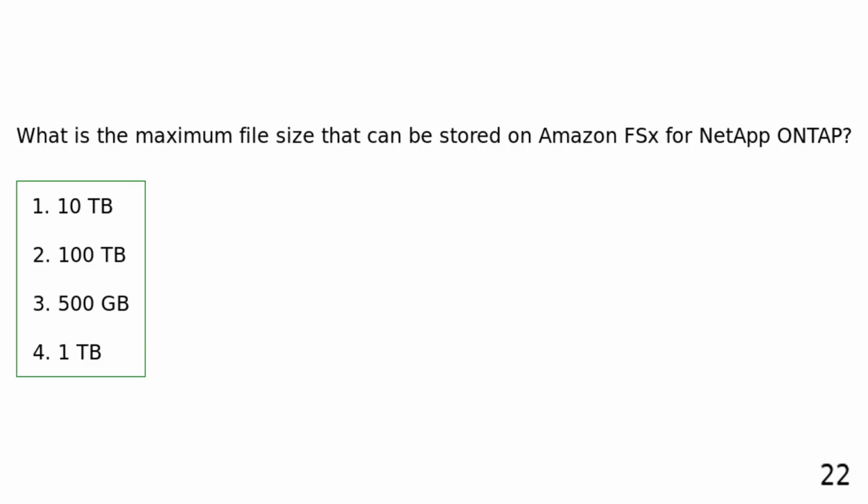What is the maximum file size that can be stored on Amazon FSx for NetApp ONTAP? 10 terabytes. 100 terabytes. 500 gigabytes. 1 terabyte.